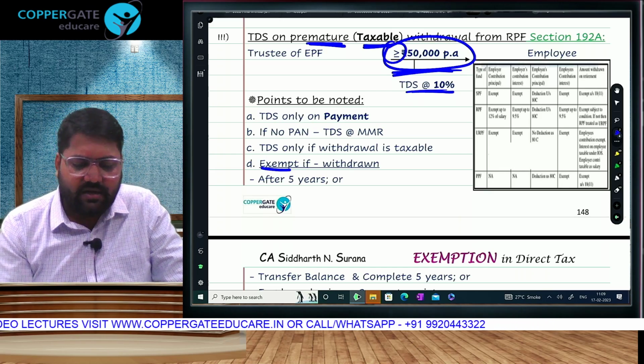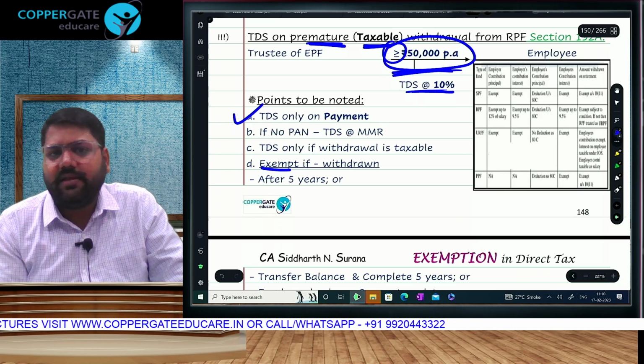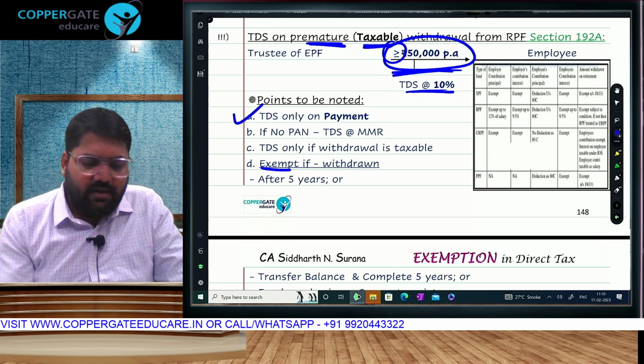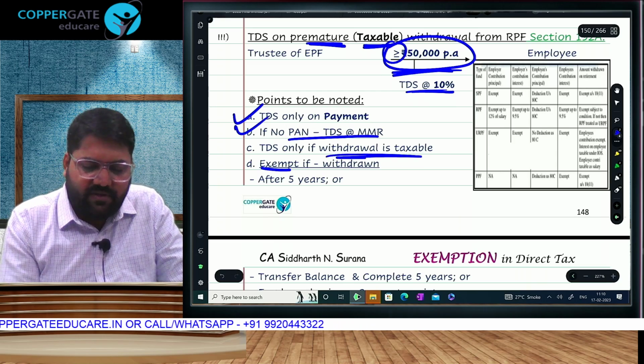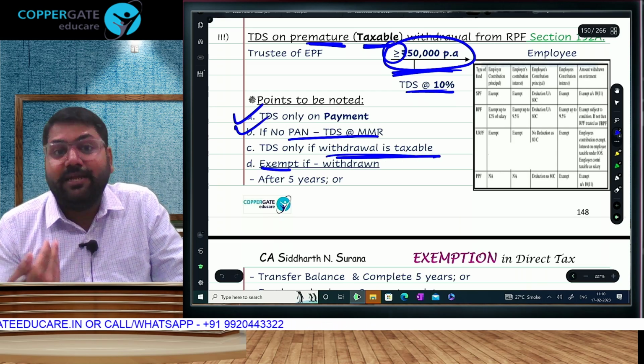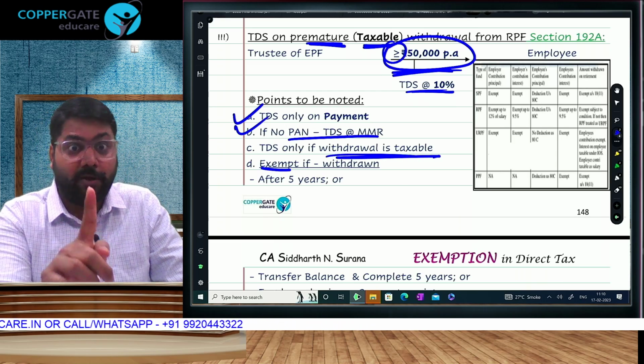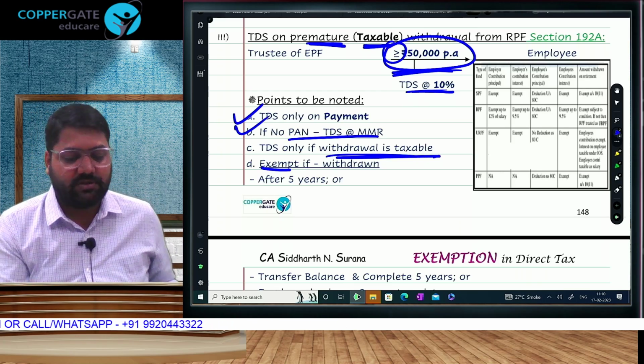Everywhere else it is greater than. This TDS will come only at the time of payment. If you don't furnish PAN, TDS comes at MMR, that we have already seen. TDS only if the withdrawal is taxable. Obviously, if you withdraw premature, it is taxable. 1 rupee also is taxable, but TDS if it is 50,000 or more.